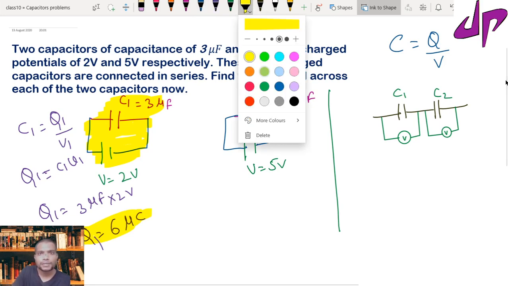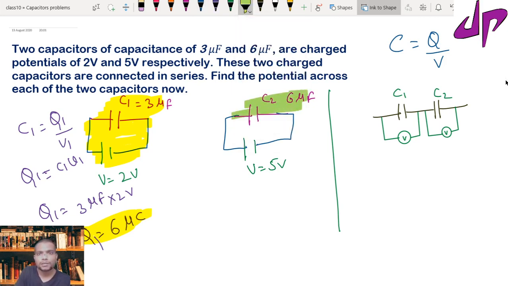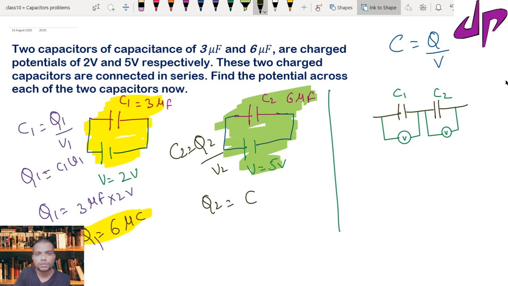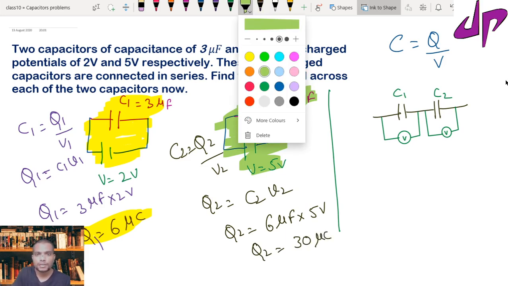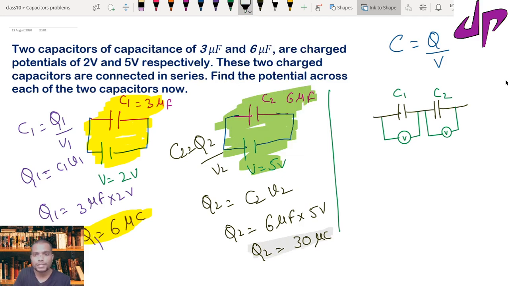For the second case, the capacitor C2: C2 equal to Q2 by V2, therefore Q2 equal to C2 times V2. So the charge Q2 equal to C2 value, given as 6 microfarad, times voltage 5 volt, therefore Q2 equal to 6 times 5, which is 30 microcoulomb.